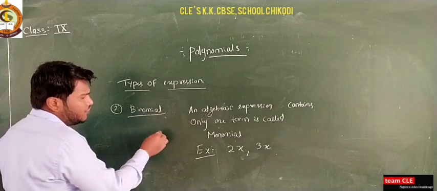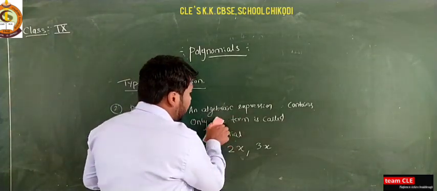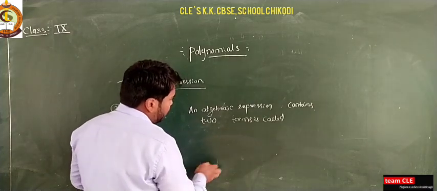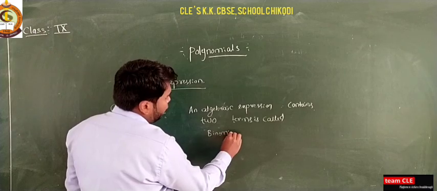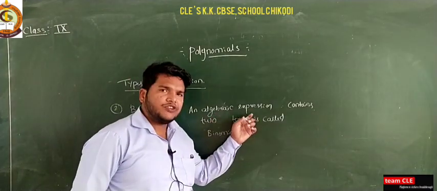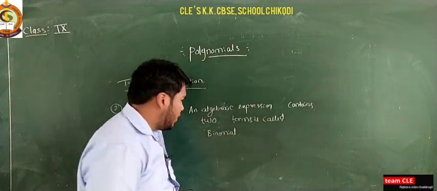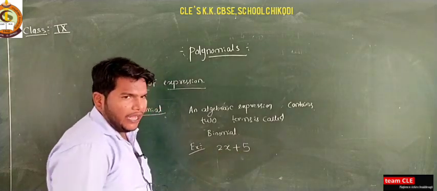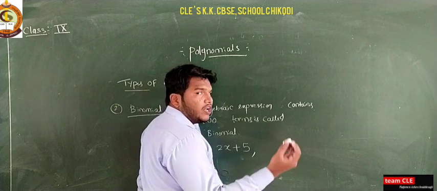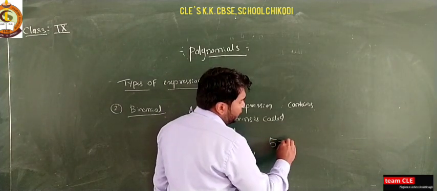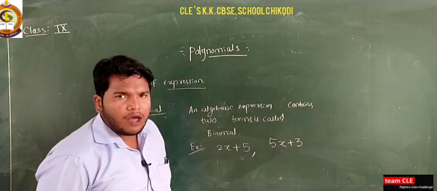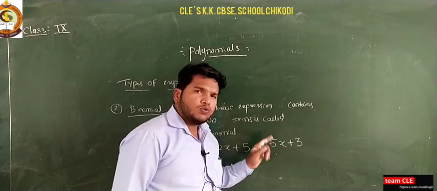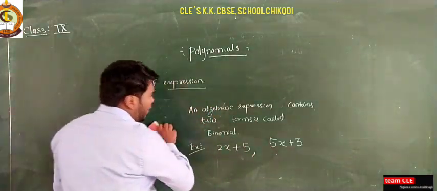What is the definition of binomial? An algebraic expression containing only two terms is called a binomial. For example, 2x plus 5 is an example of a binomial. One more example, you can take any expression with two terms, so I choose 5x plus 3. 5x plus 3 is also an example of a binomial expression. Lastly, finally we have the trinomial.